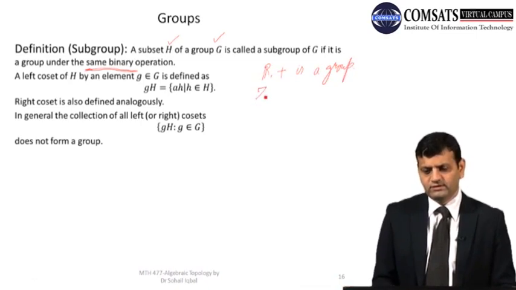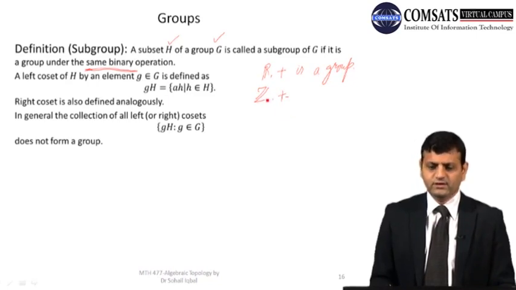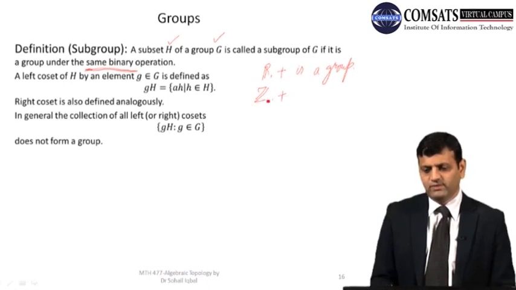Now let's consider the set of integers under addition. We can observe that if I add any two integers, then the result is also an integer. So addition is a binary operation on Z. Similarly, we can see that it also satisfies the associative law. Associative law means if I add three integers in any order, then there will be no change in the result.